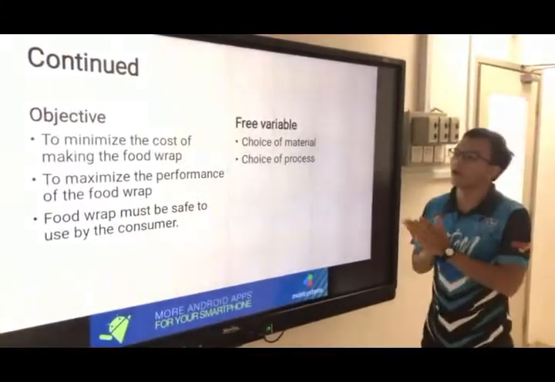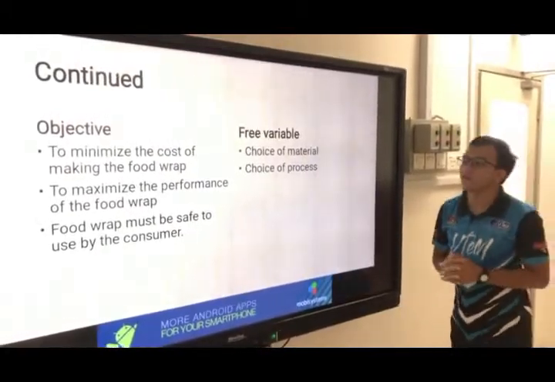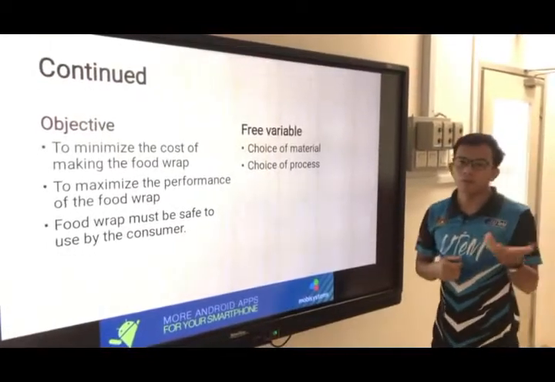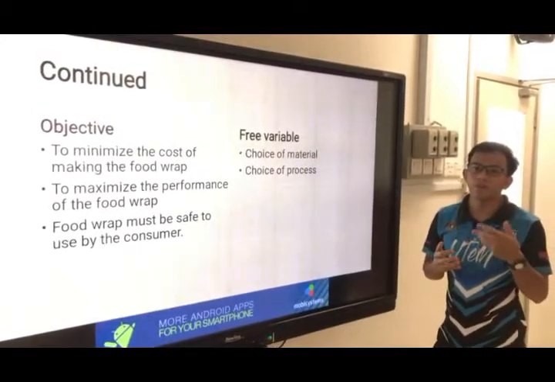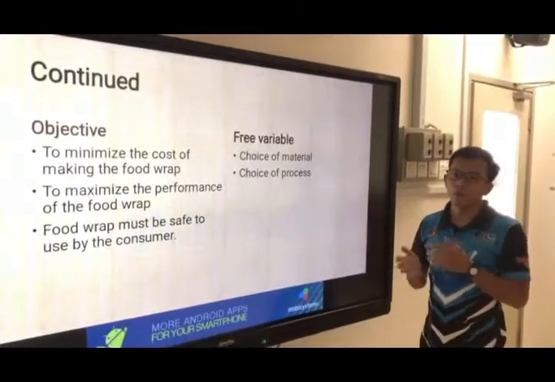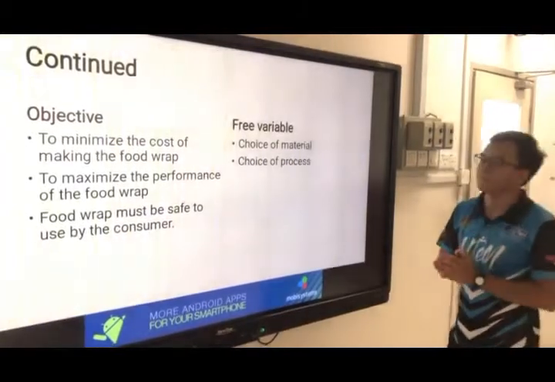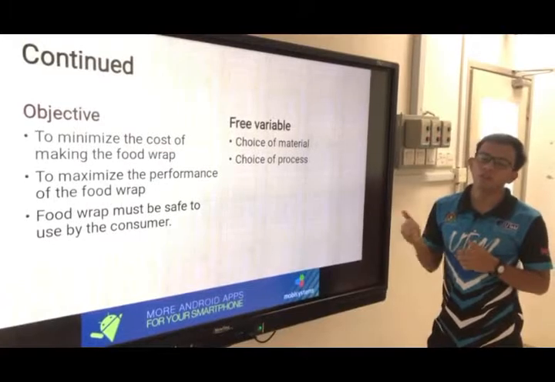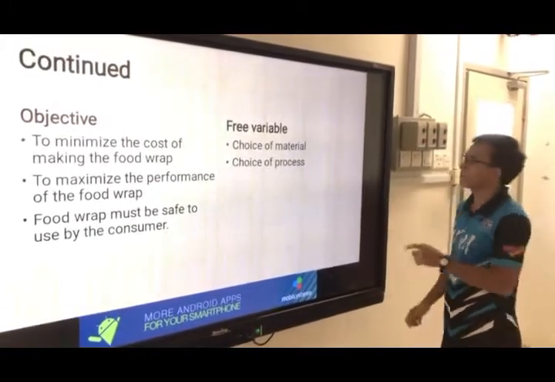Then, for the objectives, I create 3 objectives. First of all, we must minimize the cost in producing the plastic wrap, and second, we must maximize the performance of the plastic wrap, and lastly, the plastic wrap that we produce must be safe to use by the consumer. And the variables consist of 2. First is choice of material, and last is choice of process.